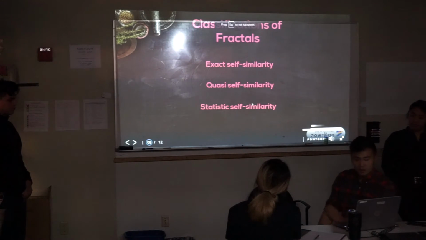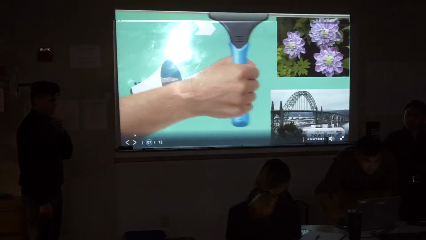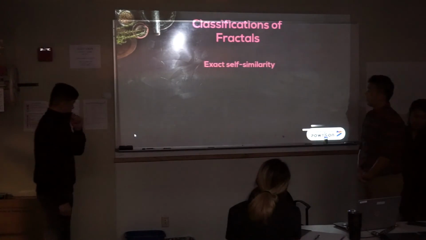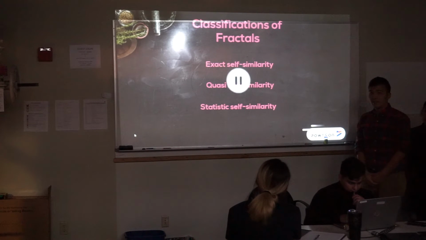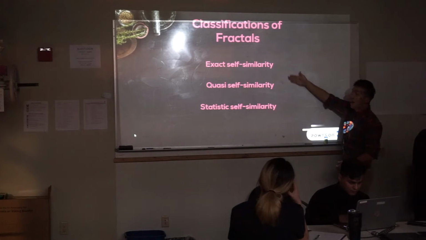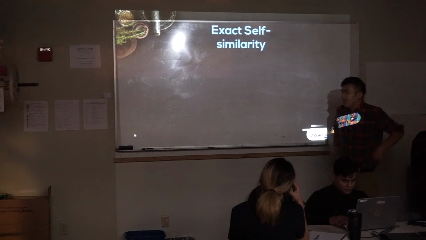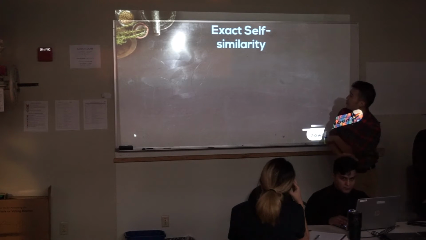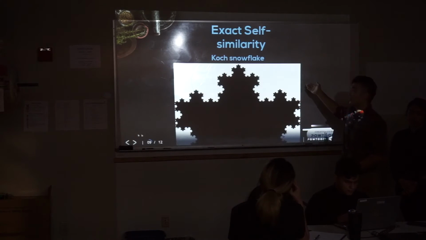All right, so I'll be covering the classification of fractals. There are three kinds: exact self-similarity, quasi-self-similarity, and statistical self-similarity. Essentially, in descending order, these are the levels of self-similarity in each of the fractals. The first one is exact self-similarity. This is the strongest type of self-similarity of a fractal.